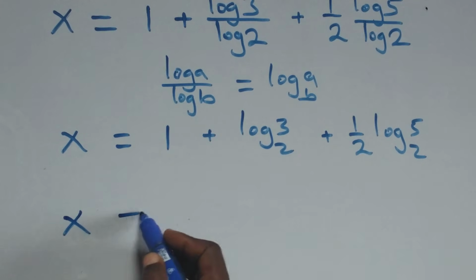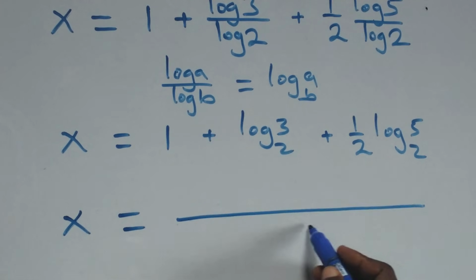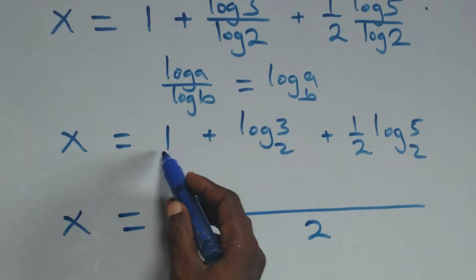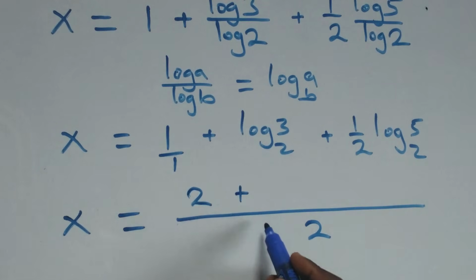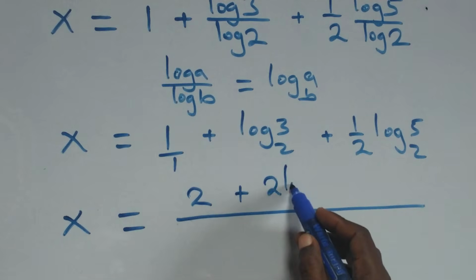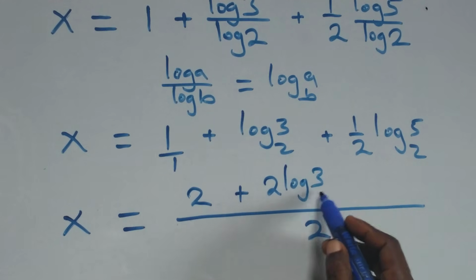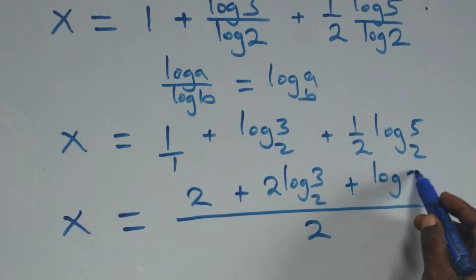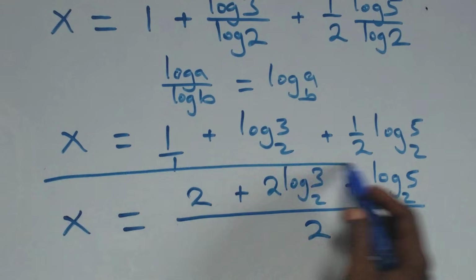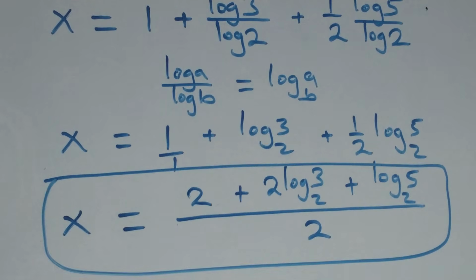Then we can bring this together as one fraction. We have x equals the LCM here, we have 2. This 1 over 1 becomes 2 here plus 2 log 3 base 2 plus log 5 base 2. So we have the value of x in this problem in terms of log as 2 plus 2 log 3 base 2 plus log 5 base 2 all over 2.